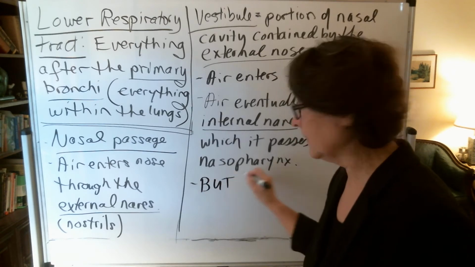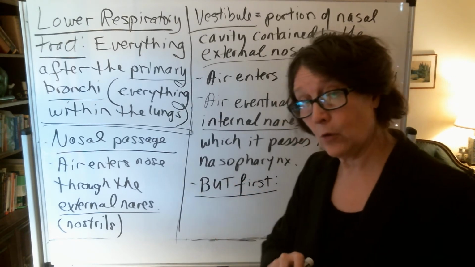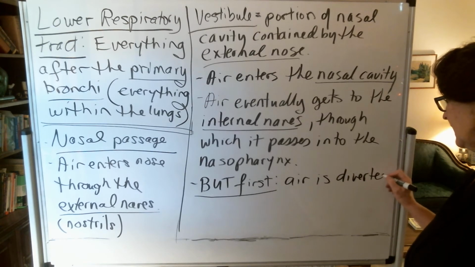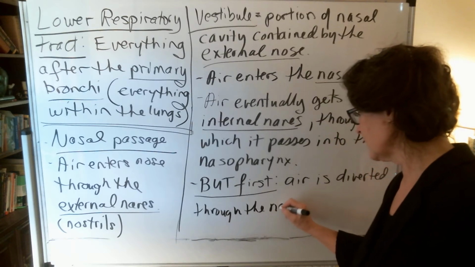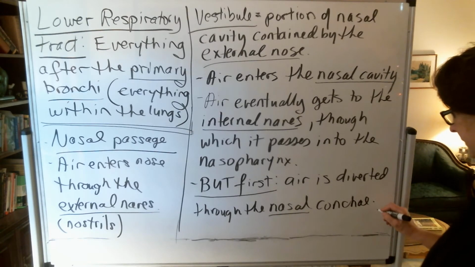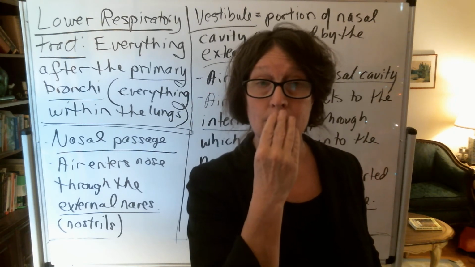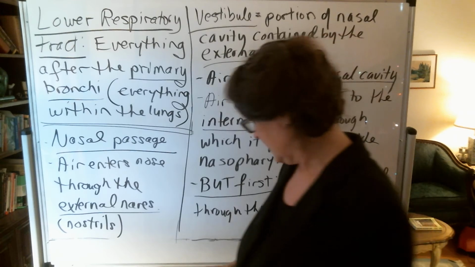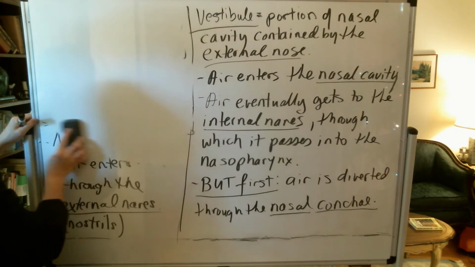But it's not really a direct passage. So, but first, before it actually gets to the nasopharynx then, the air is diverted through what are called the nasal conchae. When you were studying the skull, you saw some of the conchae. I hope you remember here in the nose area, there were those funny little curly bones down at the bottom there. Those were some of the nasal conchae. There are others. So the nasal conchae then are little bones.